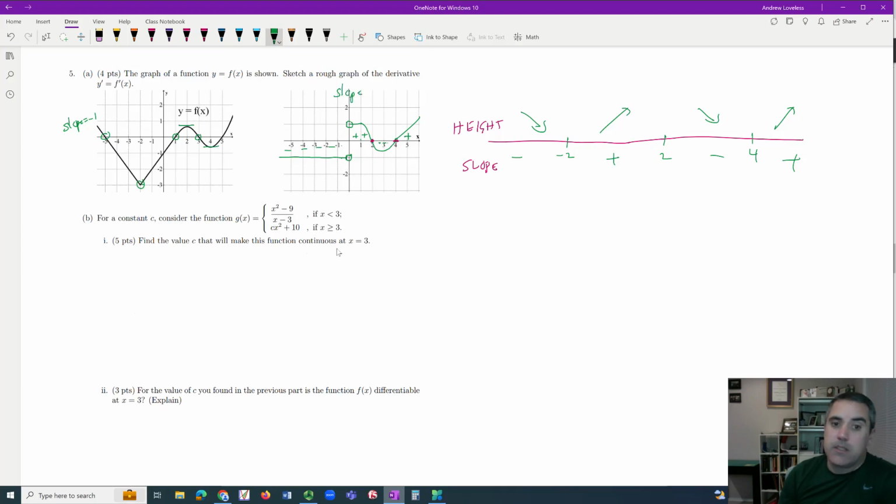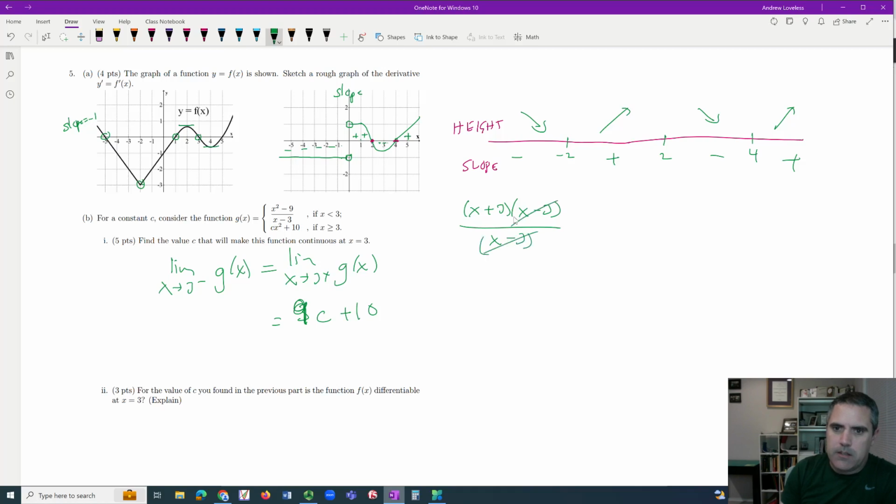Find the values of c that will make this function continuous everywhere. So we need the limit from the left and right to be the same as the value. From the right, it's just 3 squared, so it's going to be 9c plus 10. From the left, it's one of these limits where we're going to need to factor x squared minus 9 as x plus 3 times x minus 3, and x minus 3 over x minus 3 cancels. The limit as x approaches 3 from the left is 6. So from that, we can solve for c and get c as -4/9.